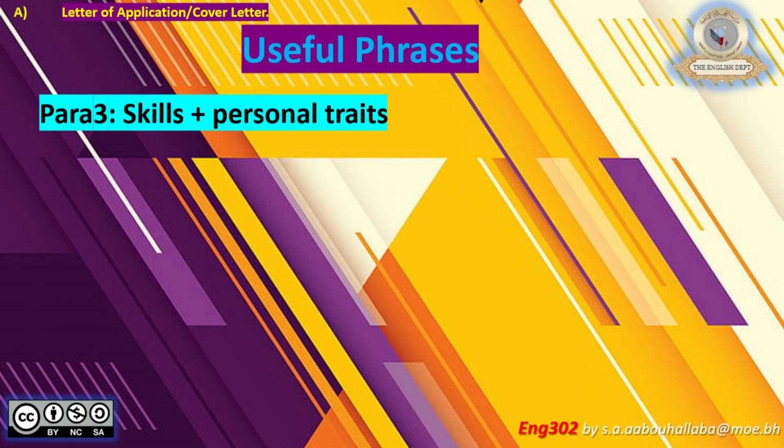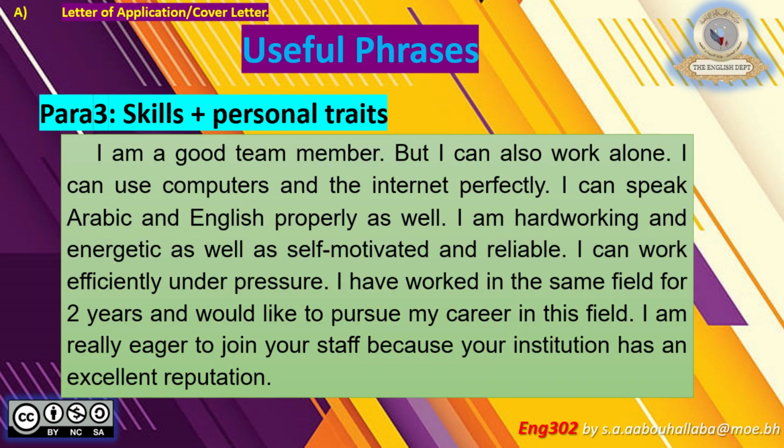Well, let's move to paragraph 3. Here we need to talk in detail about our skills and our personal traits, and it goes like that. Again, I am, not I'm. I am a good team member. I can work in a team, but I can also work alone, and I can also work away from the team. So whatever type of job I'm required to do, I can do it. If you want me to work alone, I can do it. If you want me to be a part of a team, I can do it. I can use computer and the internet perfectly. Here are the computer skills. I can speak Arabic and English properly as well.